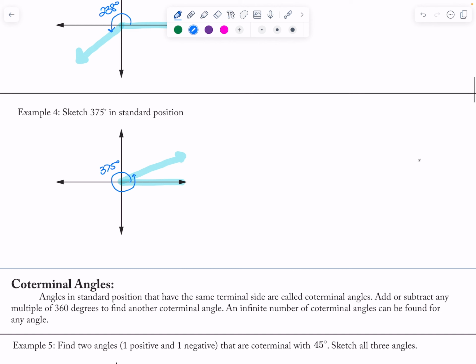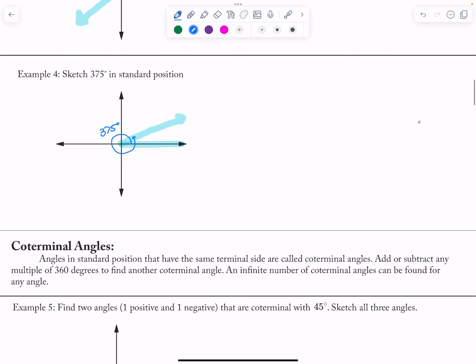Okay, so coterminal angles is the next thing that we're about to talk about. And with coterminal angles, what we're looking at is angles that have the same terminal side.